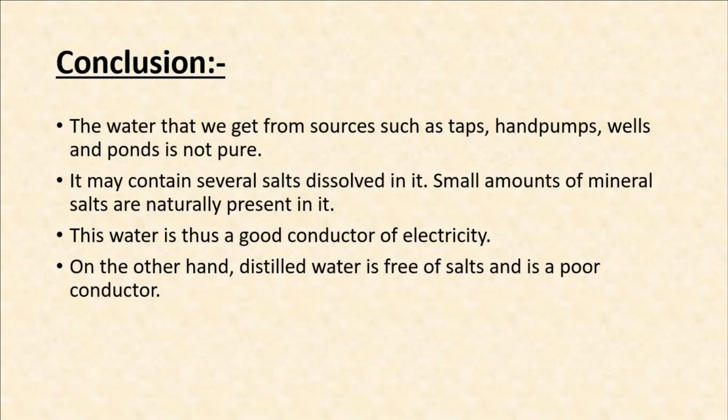The water that we get from sources such as taps, hand pumps, wells and ponds is not pure. It may contain several salts dissolved in it. Small amounts of mineral salts are naturally present in it. This water is thus a good conductor of electricity. On the other hand, distilled water is free of salts and is a poor conductor.